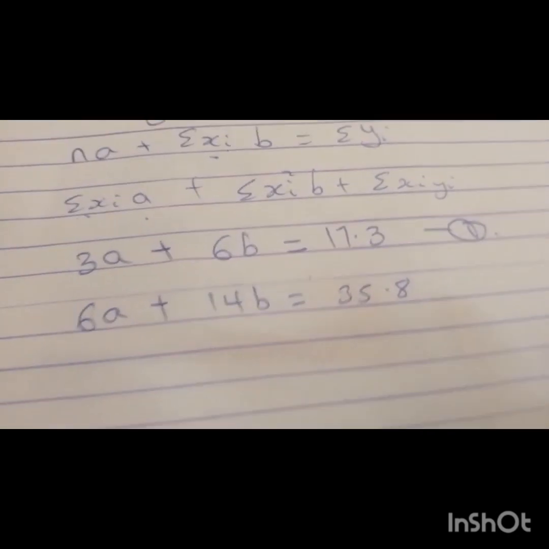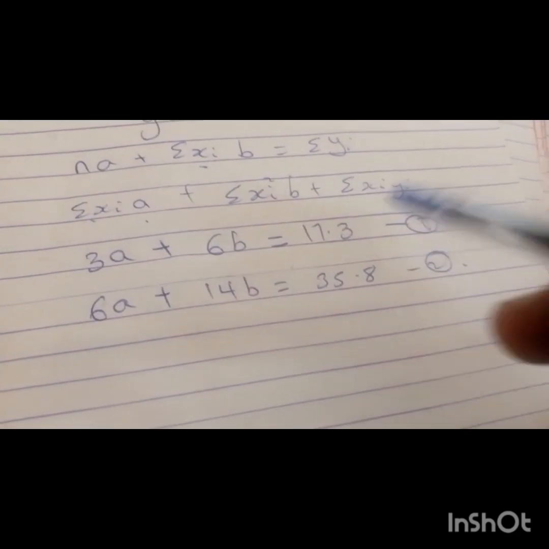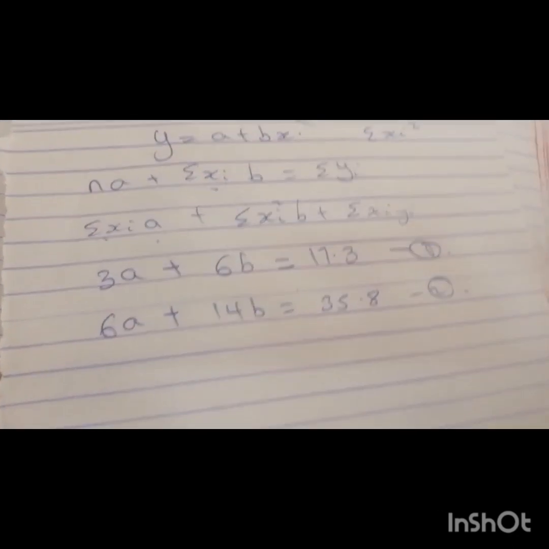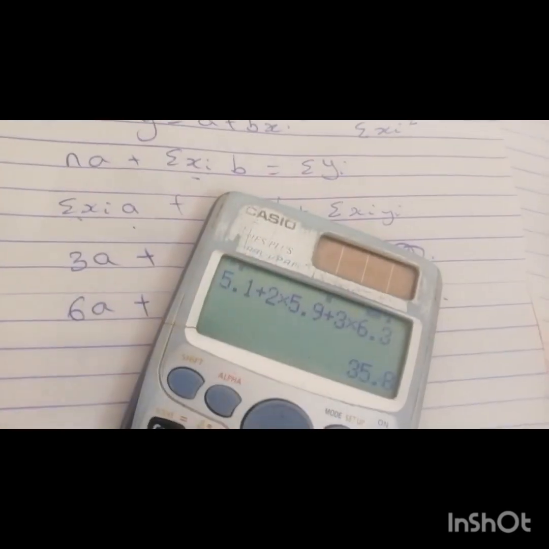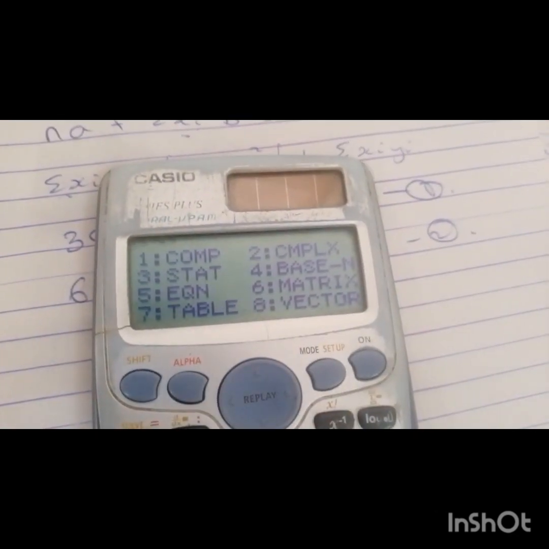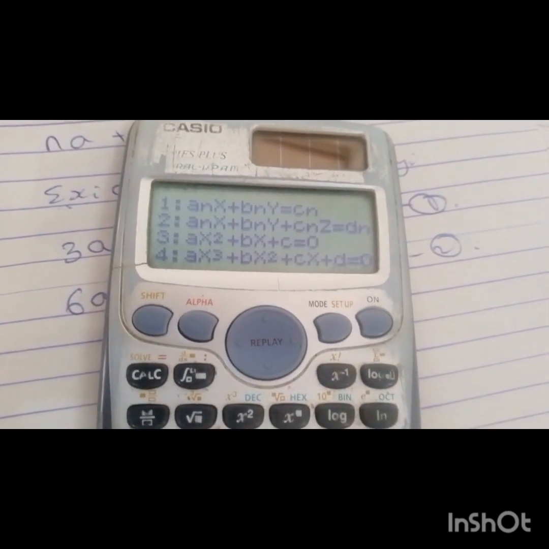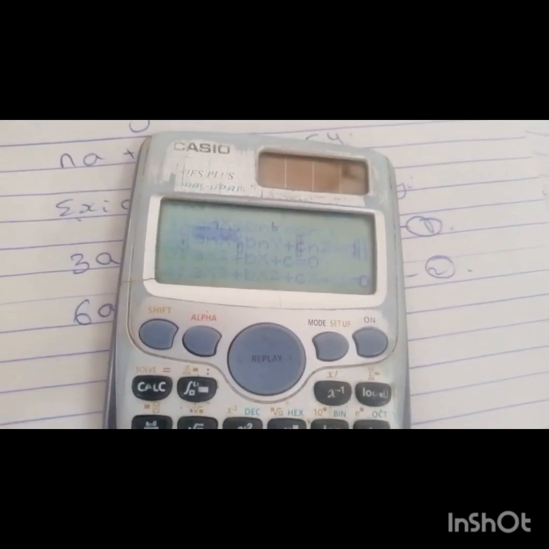Now at this stage, you can decide to solve it however you want. You have 2 equations, so you can solve them with any method that is convenient for you. You can put them into the calculator. You go to your calculator, select equations, and then for simultaneous equations you go for 1.